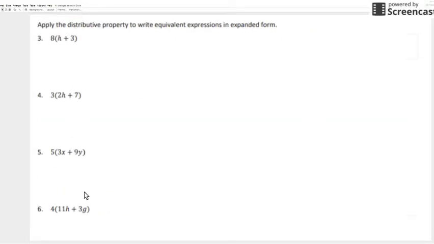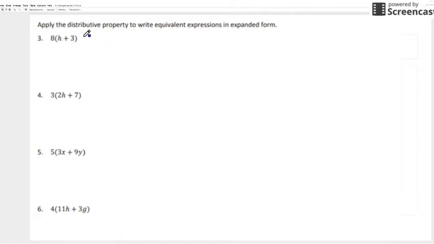All right, hello students. So on this last video, we're just simply going to apply the distributive property and rewrite the expressions in expanded form. So we're just going to apply the distributive property to all of these. I would like you to at least try to pause the video and try these on your own, and then come back and I'll go over the answers and see if you come up with the same answers I have.